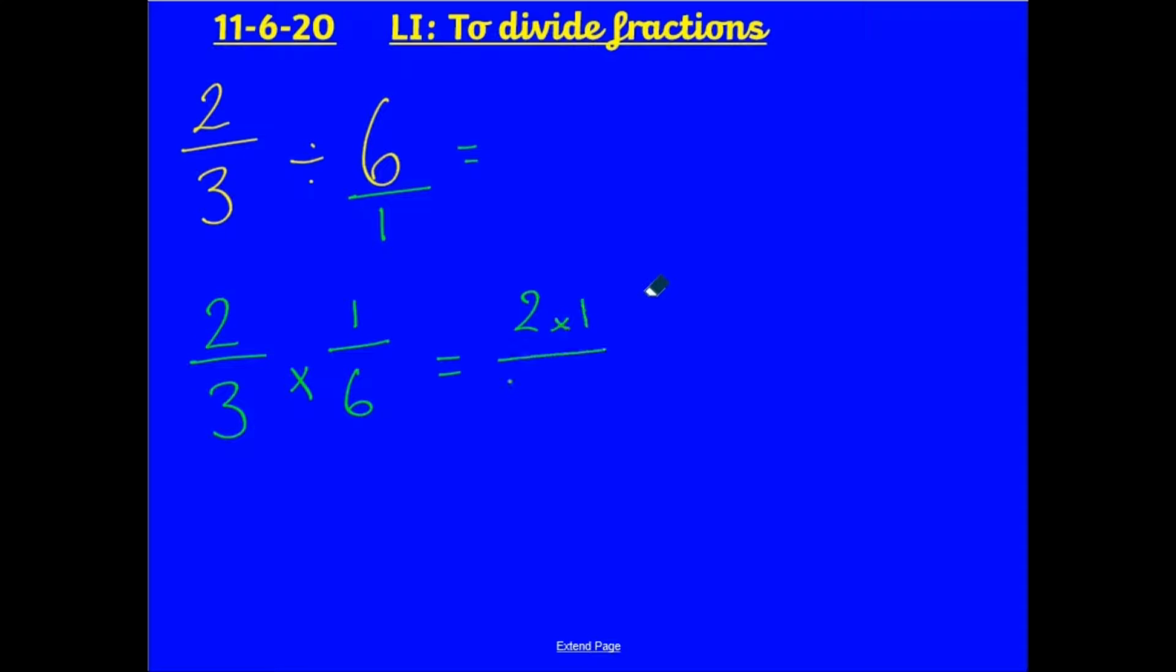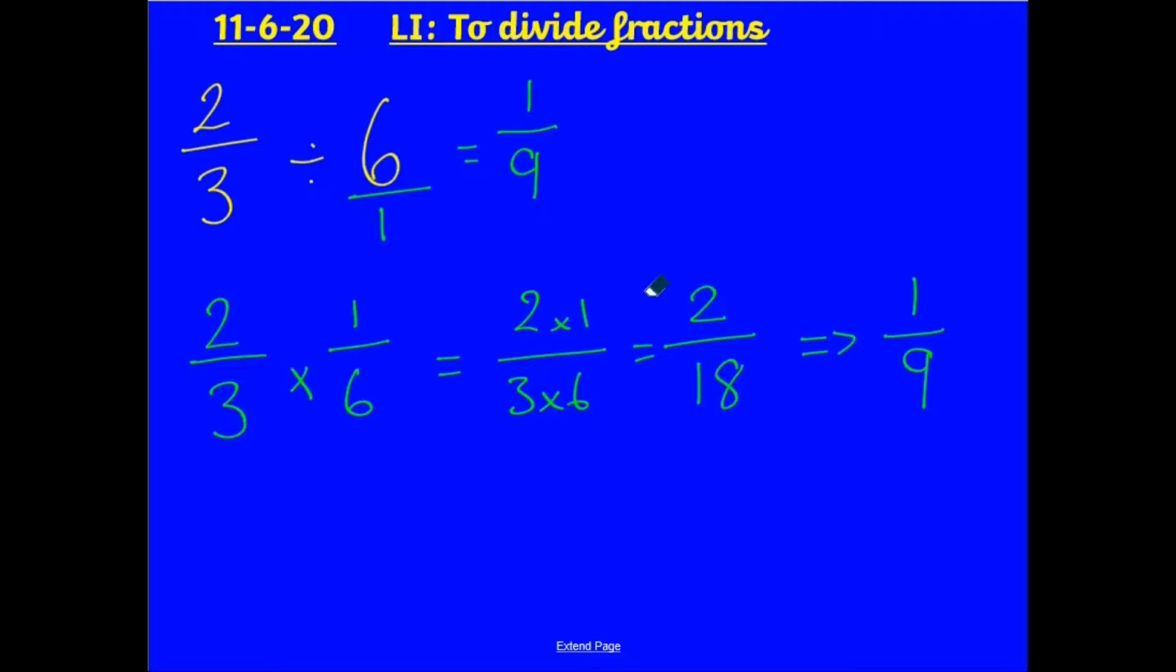2 times 1 over 3 times 6, which is going to equal 2 over 18. Now this one can be simplified down because both the numerator and denominator are divisible by 2, which would then mean that it will be 1/9. So 2/3 divided by 6 is going to equal 1/9.